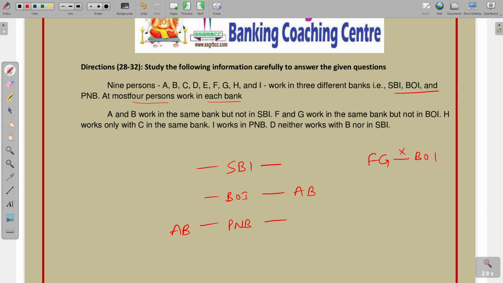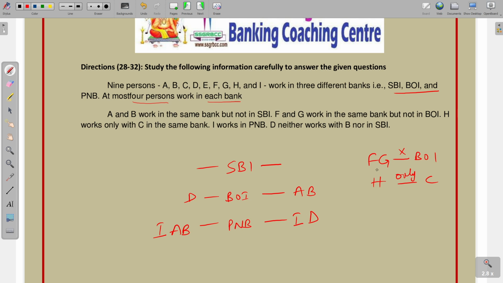H works only with C in the same bank. H only with C. And next, I works in Punjab. Next, D neither works with B nor SBI. So B here and SBI here, D is placed here. And next, SBI here and B here. So here D is placed.